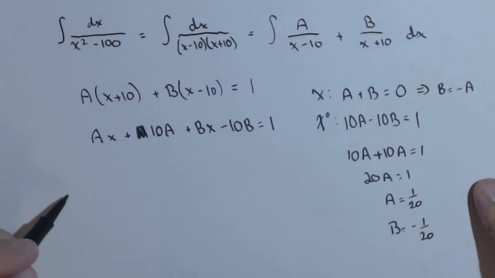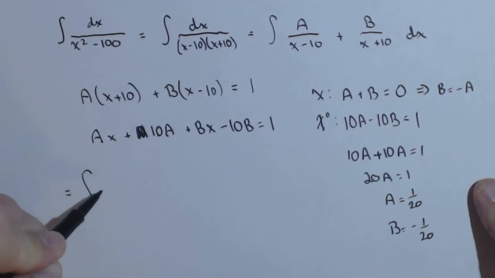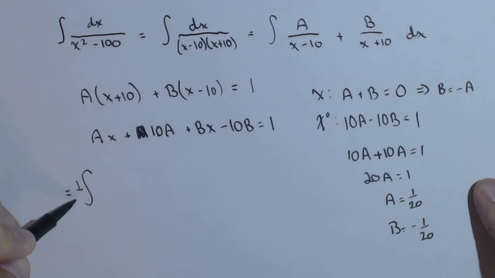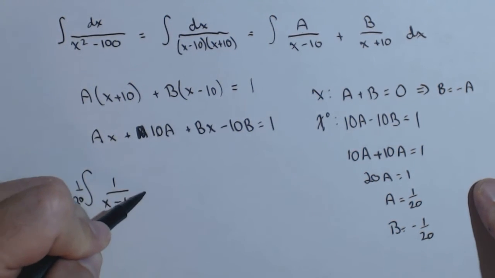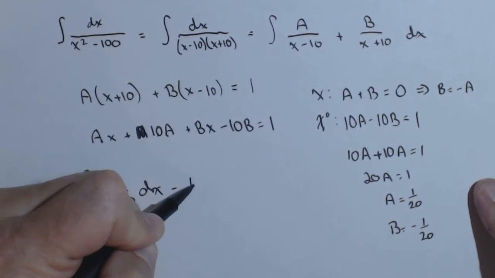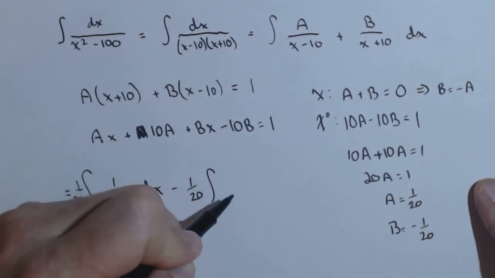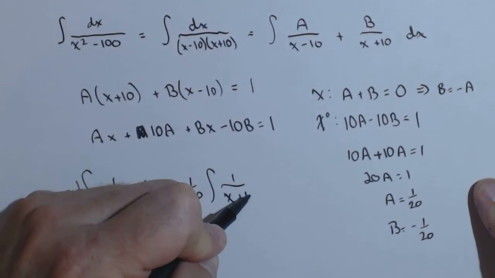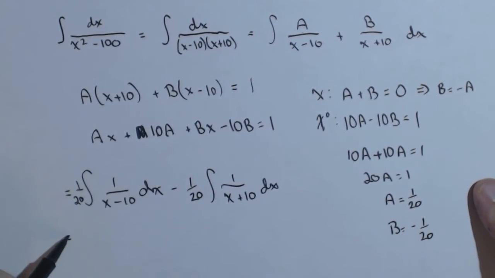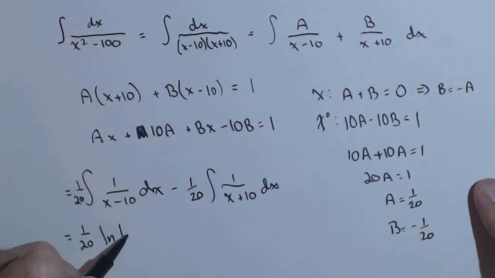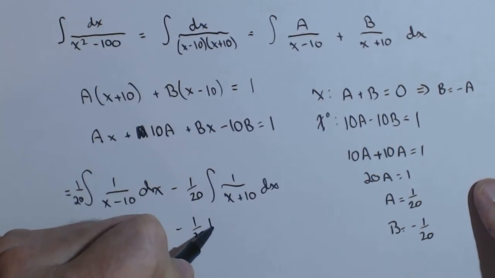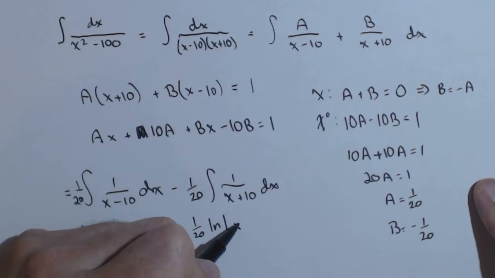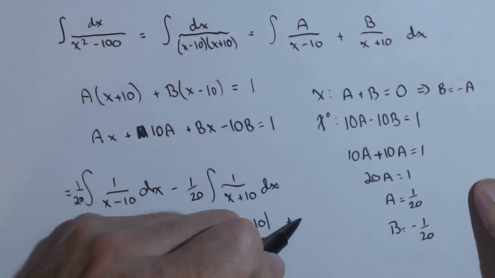So, putting this together, we get the integral, and we can write these separate if you want to see them nice and clean. 1/20th times 1 over (x minus 10) dx minus 1/20th times 1 over (x plus 10) dx. Couple of easy antiderivatives. We're going to have 1/20th ln of the absolute value of x minus 10, minus 1/20th ln absolute value of x plus 10, plus C.